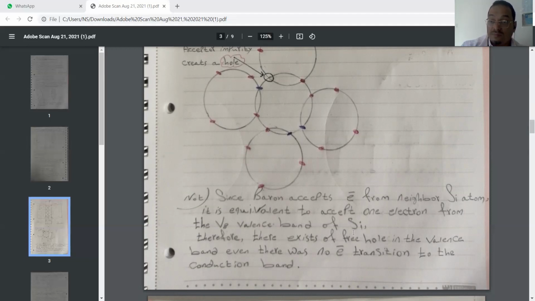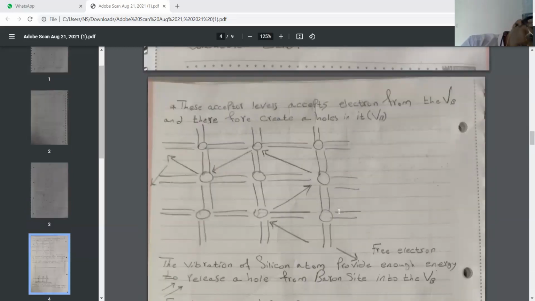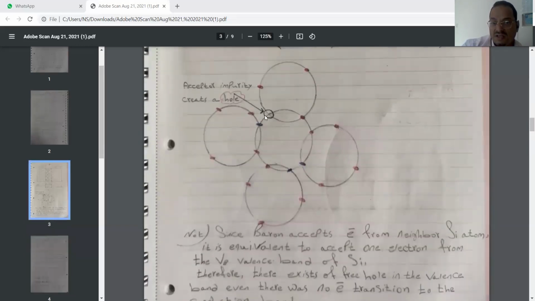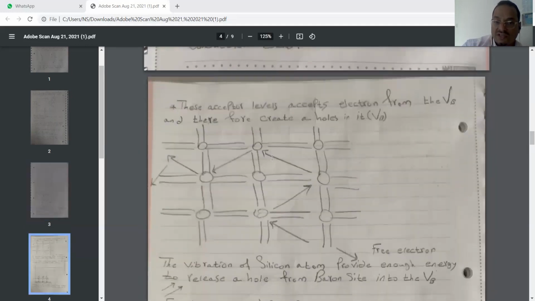That means the process in p-type will be around the valence band. These acceptor levels accept electrons from the valence band and therefore create a hole in the valence band. This diagram completes the idea here, because we're missing 1 electron. This electron will start to jump from atom to atom, and after that it creates a free hole.